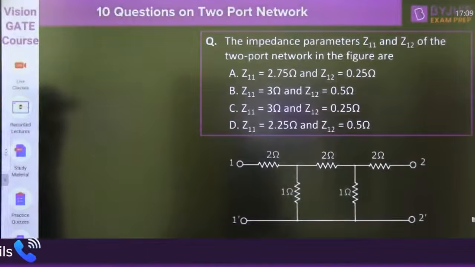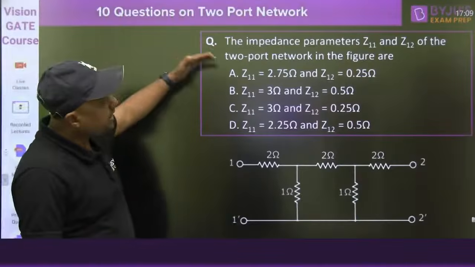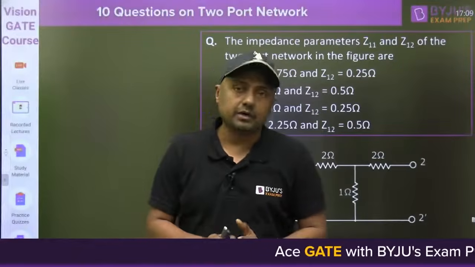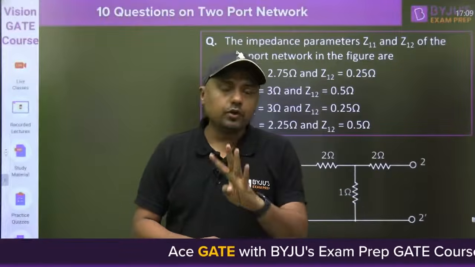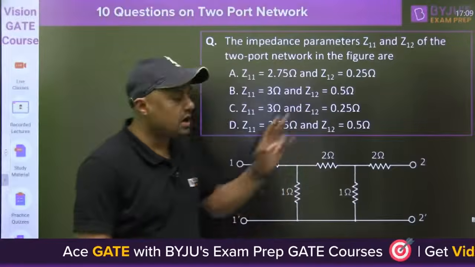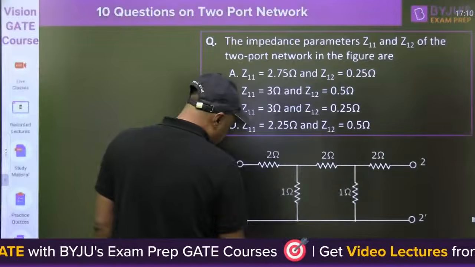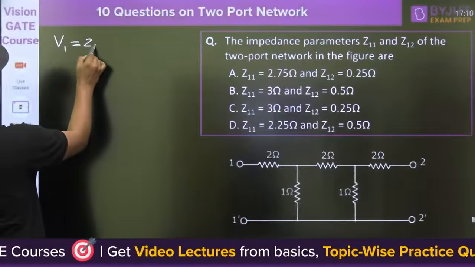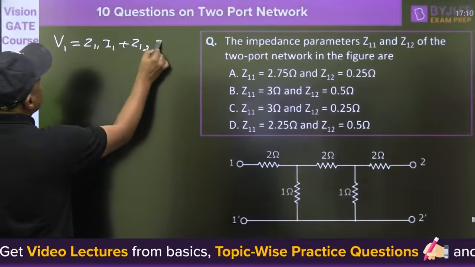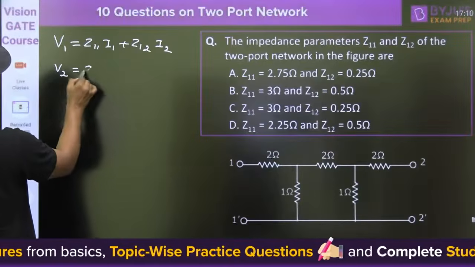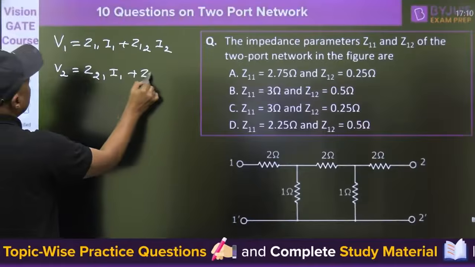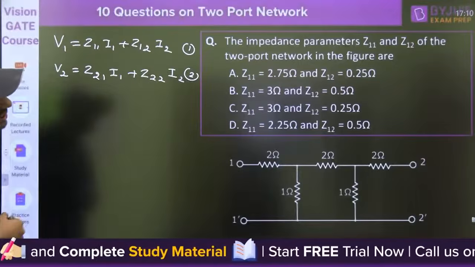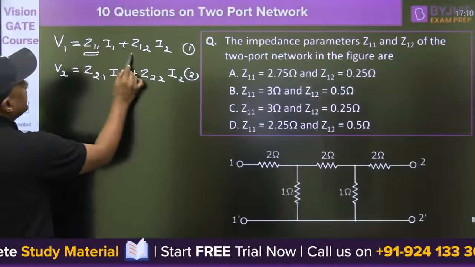This is the first question on two-port network. The impedance parameters Z11 and Z12 of the two-port network in the figure are. What are the impedance parameters? We have the 4 Z parameters, only 2 are asked. Then what is the method? Everyone please give me the answer in my comments box. I am giving you the hint. V1 is equal to Z11 I1 plus Z12 I2, and V2 is equal to Z21 I1 plus Z22 I2. These are the two equations, and these are the 4 Z parameters. What is asked here? Z11 and Z12.